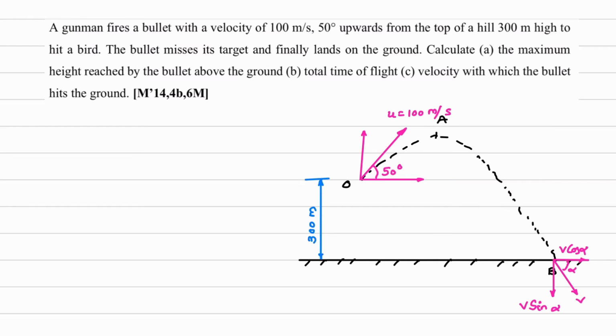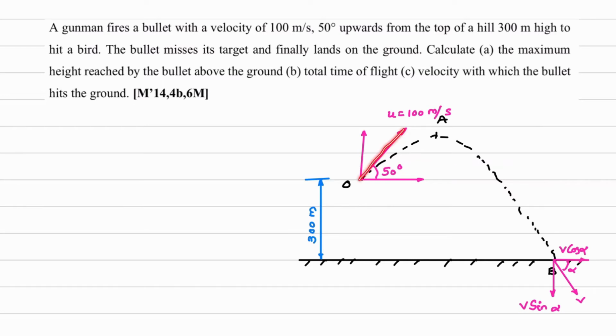A gunman fires a bullet with a velocity of 100 meter per second, 50 degree upwards from the top of a hill, 300 meter high. Okay, so here you can see this is ground, and from the ground, suppose there is a hill over here, and this hill is at a height of 300 meter. The hill height can be anything, but the gunman is firing from a height of 300 meter.